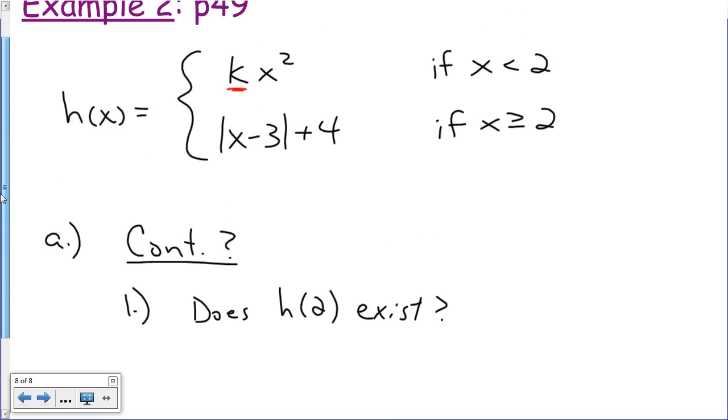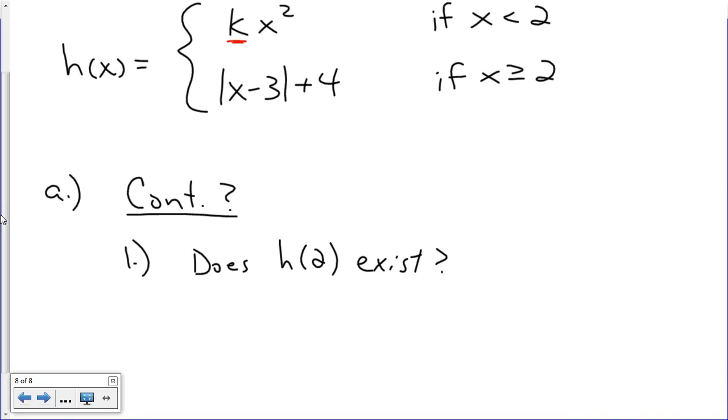But you can go up to the definition, and I can see that if I plug in 2, that's the second piece of this piecewise function. That's the absolute value part. So I can actually evaluate that and see what we end up with. H of 2 is equal to the absolute value of 2 minus 3 plus 4. And the absolute value of 2 minus 3, that's of course negative 1, so the absolute value of it is positive 1, plus 4 would give you 5. So the answer here is yes, it does exist.